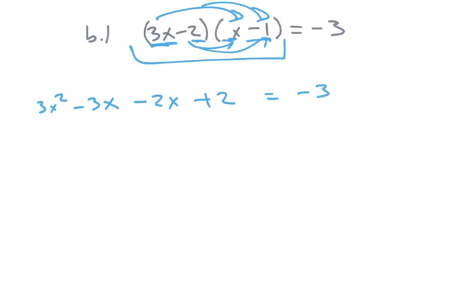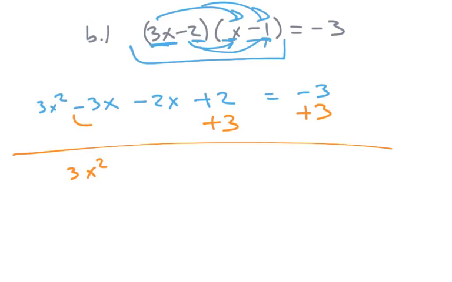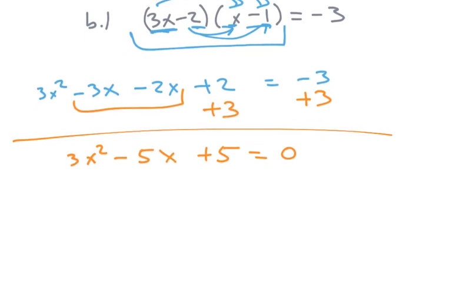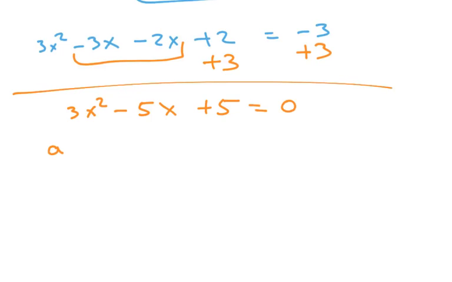Okay, we want to put stuff that's alike together. We want this thing to be equal to 0. So we add 3 to the other side, so we get 3x squared. I can consolidate that to negative 5x, and 2 plus 3 is 5. So via the quadratic formula, we know a is 3, b is negative 5, and c is 5.